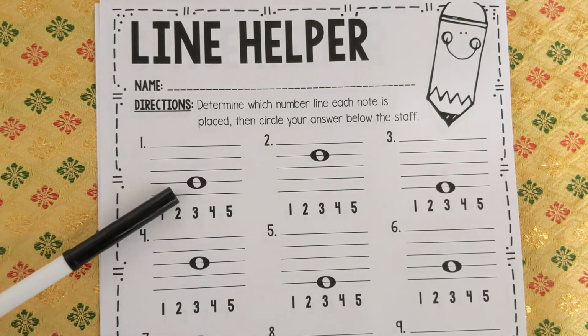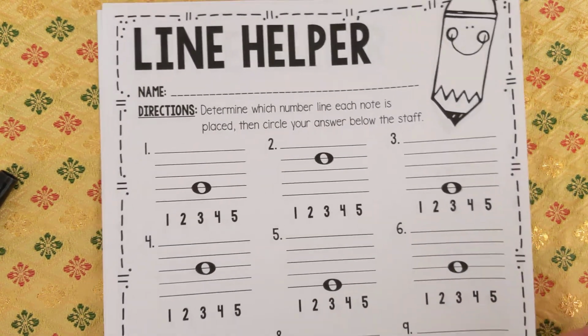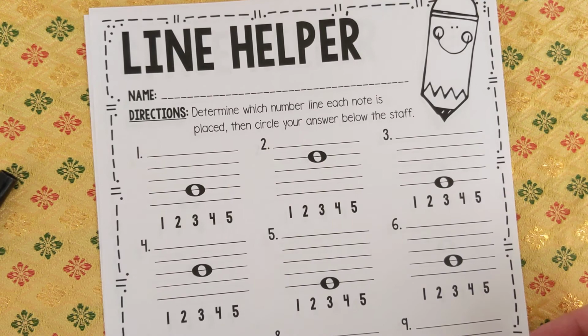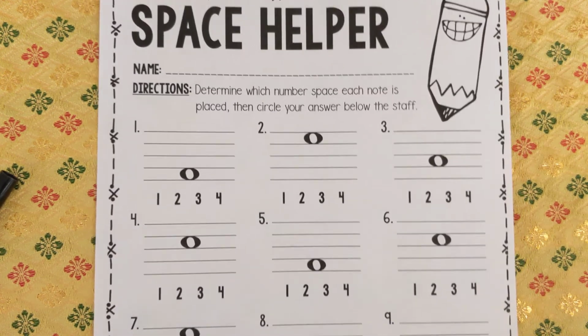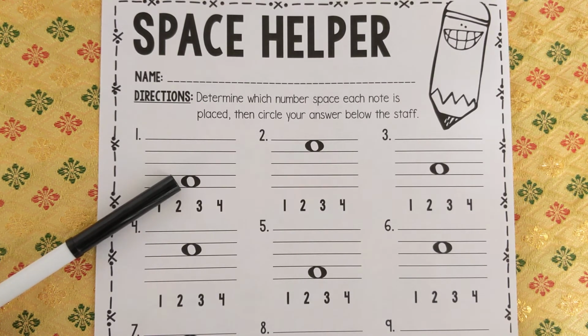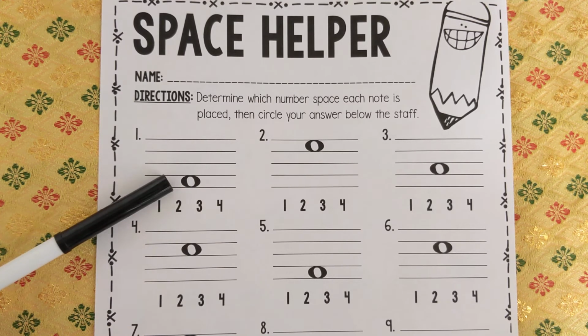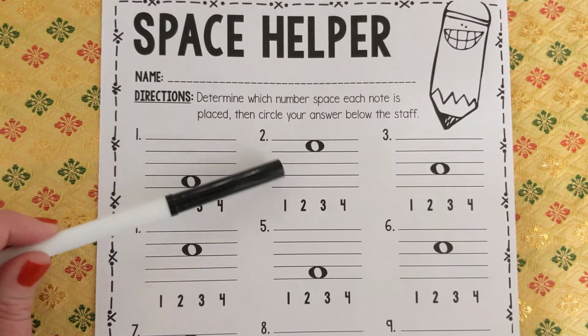So it's pretty simple. The lines are usually easier to see, but there's also the spaces, and they can be tricky. You have to look between the lines. So here's a space note. What space is it on? It's on the first space. See how it's between those 2 lines? That's the first space. What about this one?